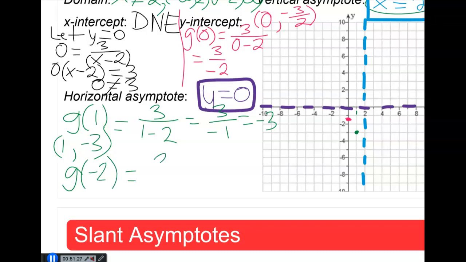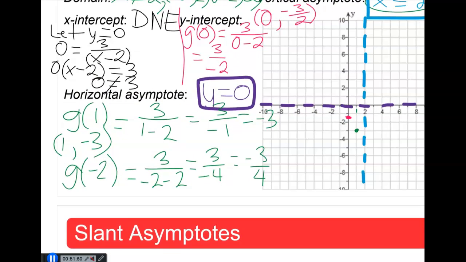And so that will be 3 over negative 2 minus 2. And so that will be 3 over negative 4. So we could also say negative 3/4. So that's like negative 0.75. So we will plot the point negative 2 comma negative 0.75 or negative 3/4.